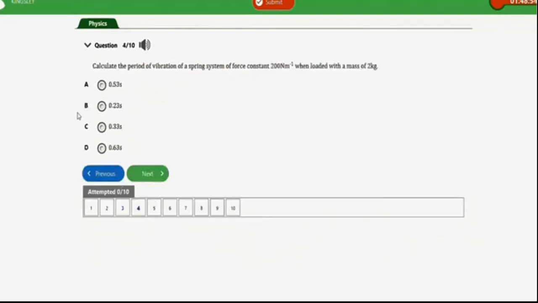It says, calculate the period of vibration of a spring system of force constant 200 Newton per meter when loaded with a mass of 2 kg. Alright, so for this question, we are going to solve this. It's actually very simple. We're going to apply this formula for finding the period of a simple harmonic motion. We're going to apply period T equals 2 pi square root of mass over spring constant.